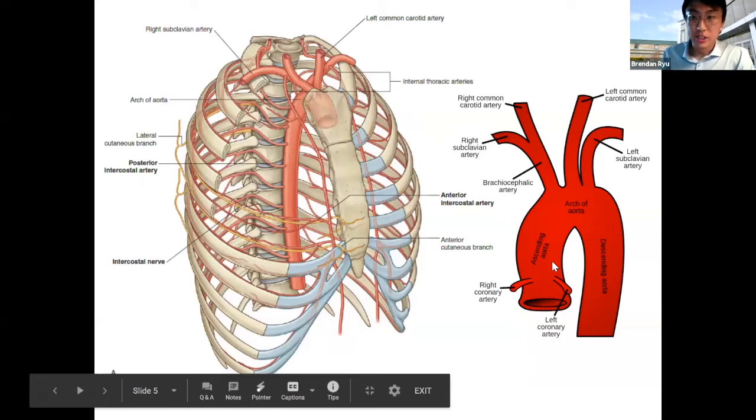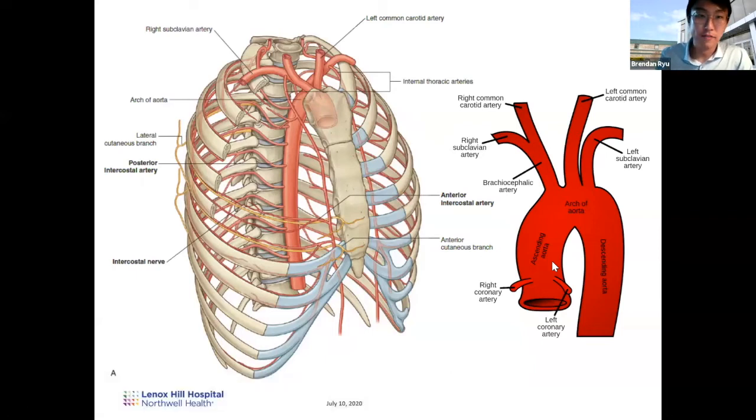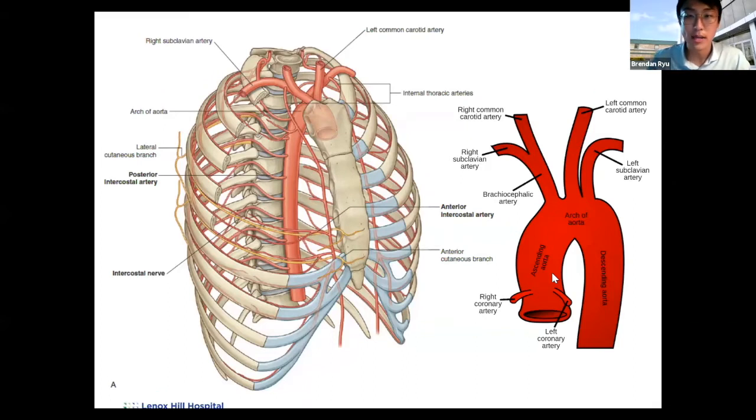So we're going to start off with the vasculature of the chest wall. There are obviously the arteries and the veins. We're going to get started with the arteries. I want people to first get oriented with the image. We have the rib cage, the manubrium, the sternum, and the xiphoid. And on the right, I have an image of the aorta, and I'll be talking about why that's important.